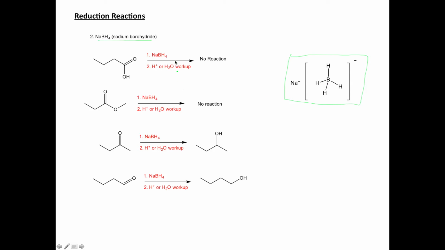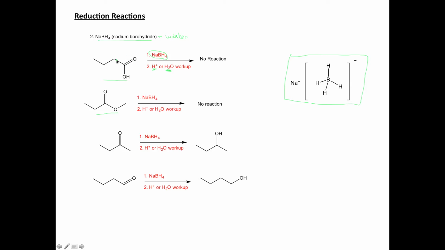Also similar to LAH, we have to have a workup step. So sodium borohydride is what we add, and then you can either work up with H plus or water. Either of those is fine. So in here I listed both. Now we're going to see a difference here between sodium borohydride. This is a weaker reducing agent, so it is not capable of reducing your carboxylic acid nor your ester.